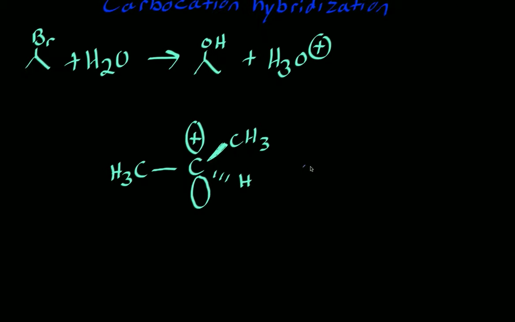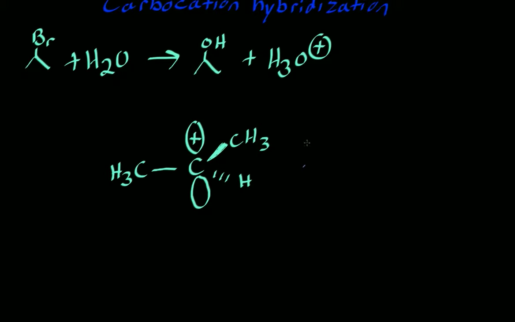Okay, now let's talk about the carbocation hybridization. This H3O plus right here, I didn't show it in that last little problem because it's not really important. What's important is this secondary alcohol. How I got hydronium is when I deprotonated that OH2. I took the proton off and put it on that water. That's how we got the H3O plus. But anyways, let's talk about this carbocation hybridization.